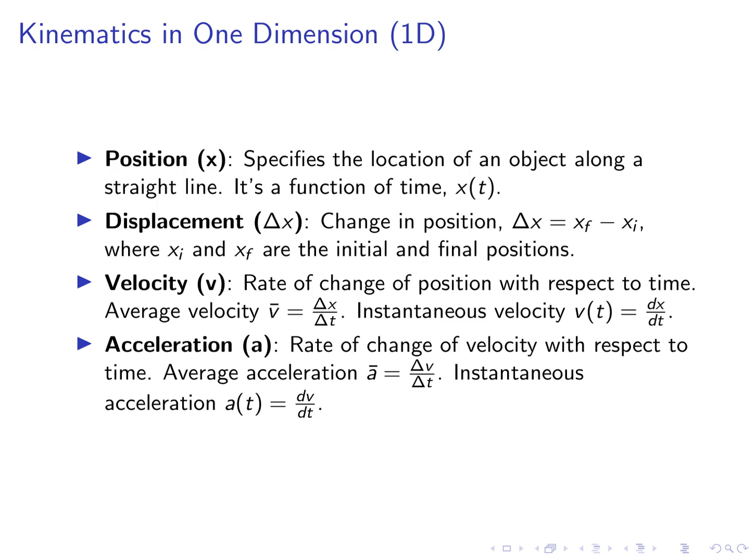Velocity is the rate of change of position with respect to time. Average velocity is delta x over delta t, and instantaneous velocity is the derivative of position with respect to time. Acceleration is the rate of change of velocity with respect to time. Average acceleration is delta v over delta t, and instantaneous acceleration is the derivative of velocity with respect to time.